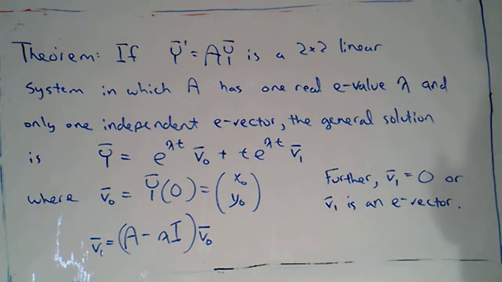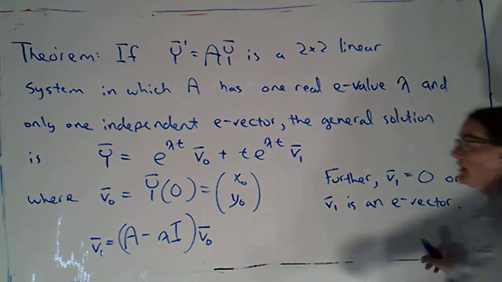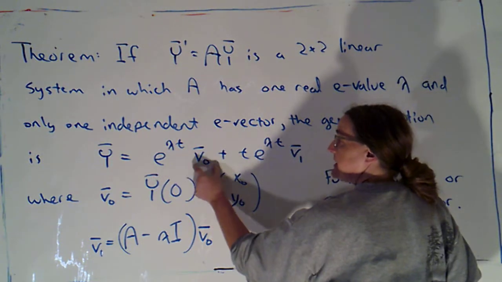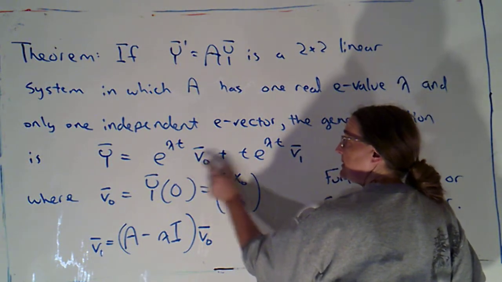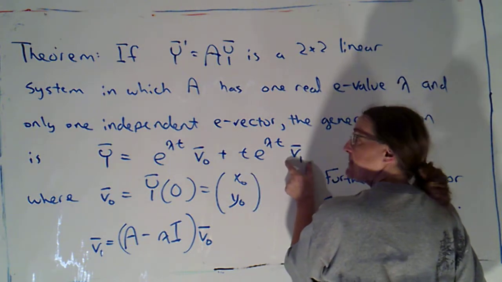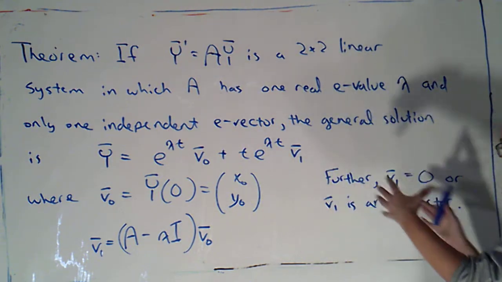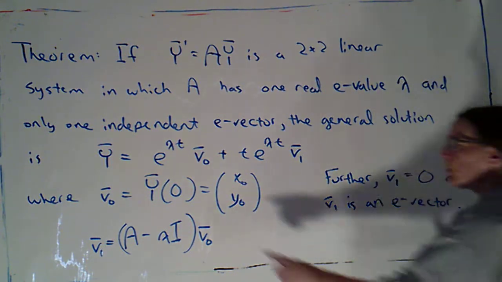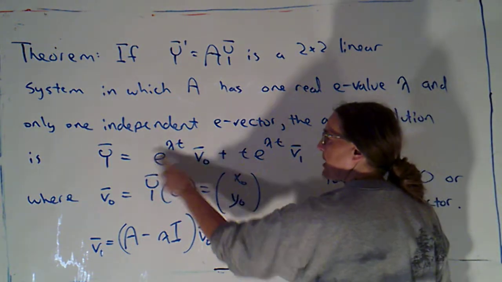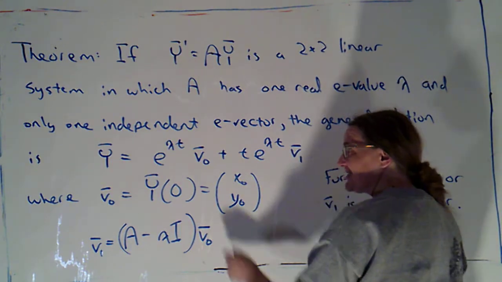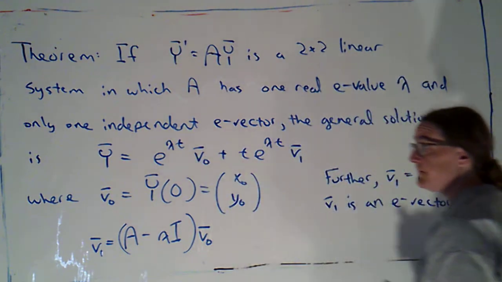The general solution is going to have this form. It's y equals e to the lambda t times some vector v naught plus t e to the lambda t times some vector v1. Very different from when we have two solutions built out of eigenvectors, where we have arbitrary constants in front of each piece. The constants are going to show up as the components of these vectors.